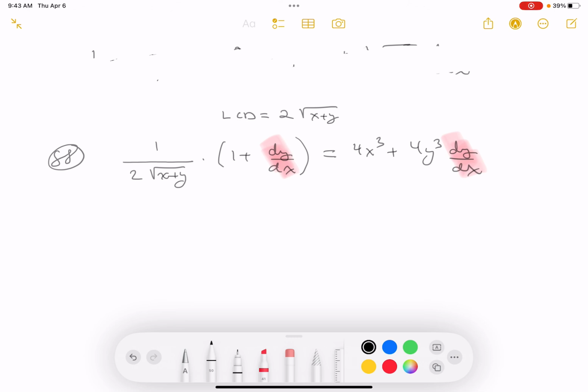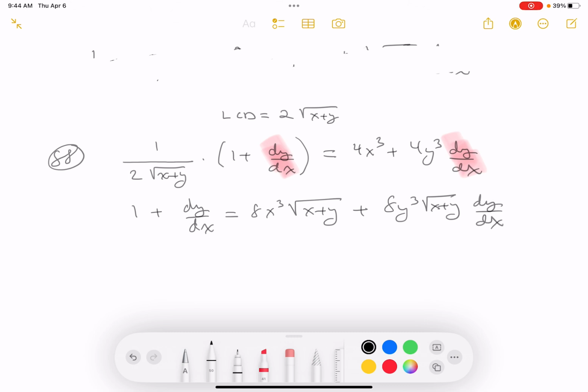Now if I do that, the left side's pretty easy, by the way. It's just simply 1 plus dy/dx. On the right side, it's not that bad. It's going to be 8x cubed, the root of x plus y, plus 8y cubed, the root of x plus y, and then dy/dx.